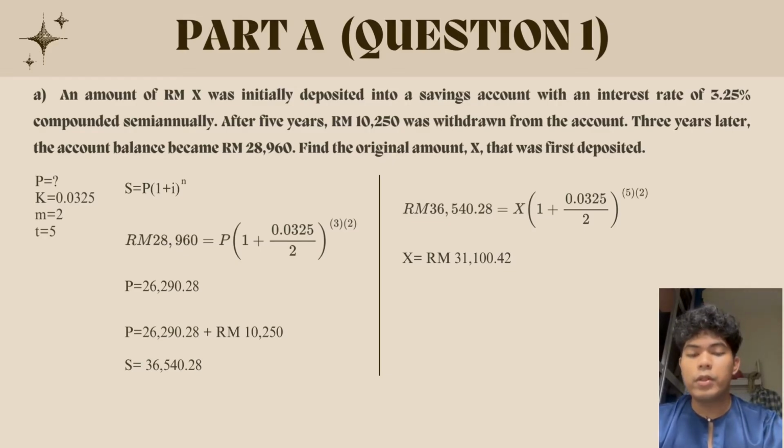We still have to use the same formula, which is S equals RM36,540.28, equals X or P in this case, times (1 + 0.0325 per 2) to the power of 5, which is the T, multiplied by 2, which is the M. So the answer is RM31,100.42.